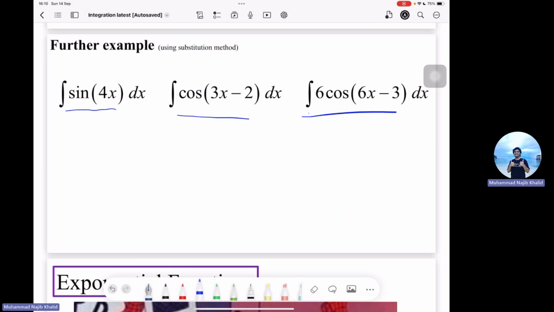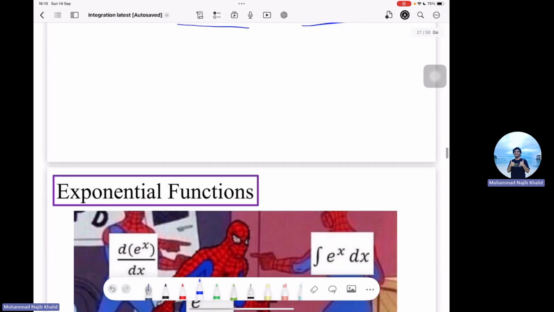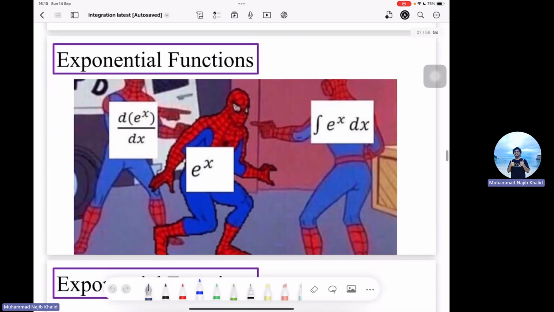Okay, so if you are ready, now we want to enter the second function for today's video. It is the easiest one, the exponential function. Beforehand, I want to show you a meme. Alright, take a look at this meme.